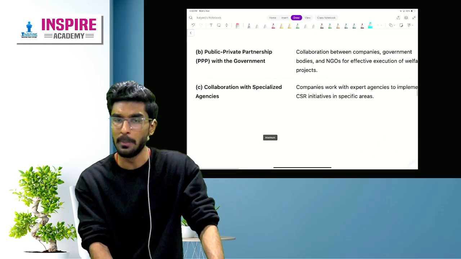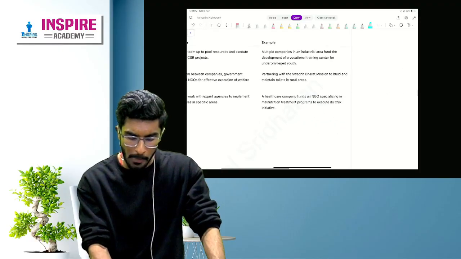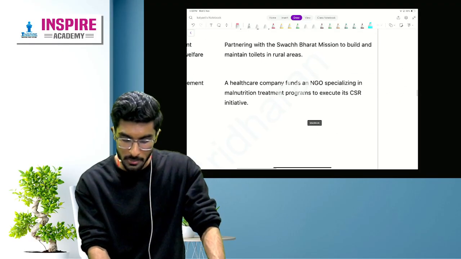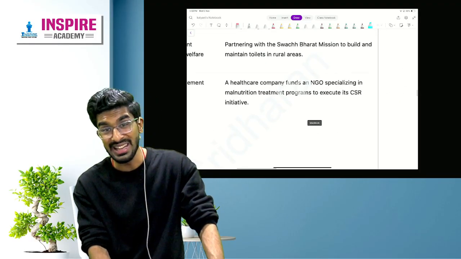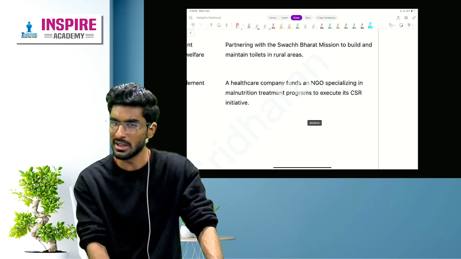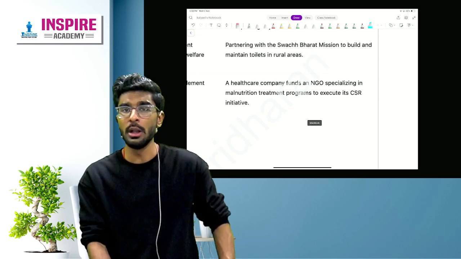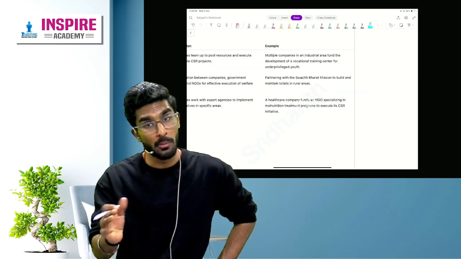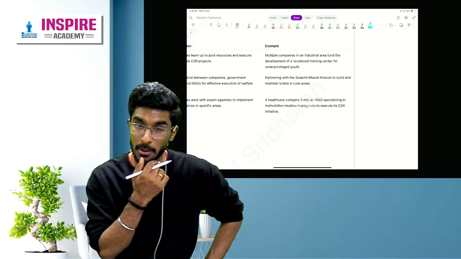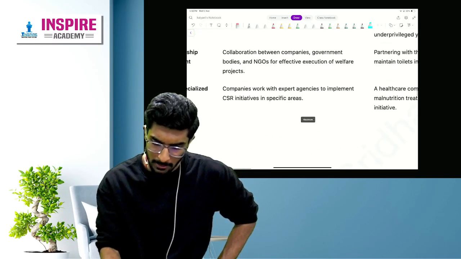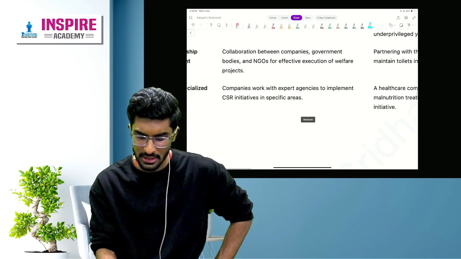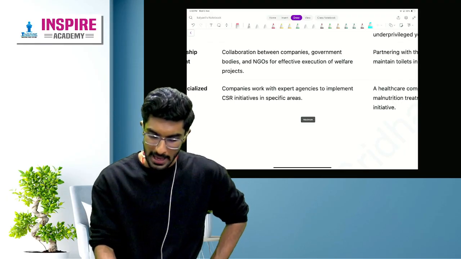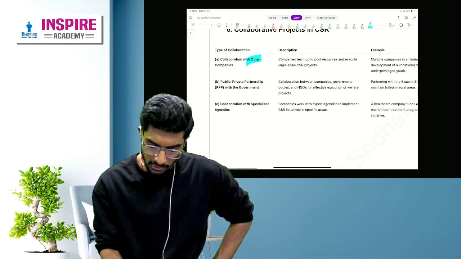Number two is public-private partnership, which means what? Partnering with the Swachh Bharat mission to build and maintain toilets in the rural areas. You can also donate to the government, and it will also be called a private-public partnership. So it is collaboration between companies, government bodies and NGOs for effective execution of welfare projects.